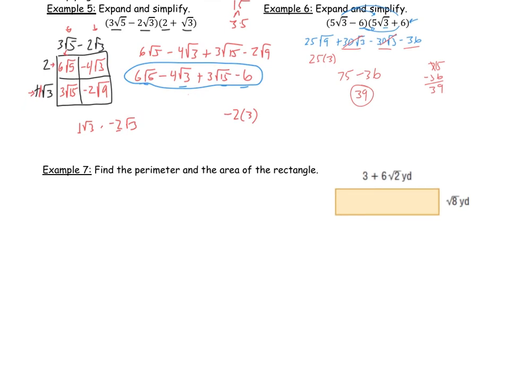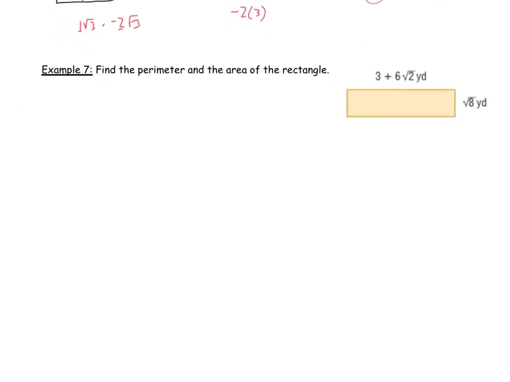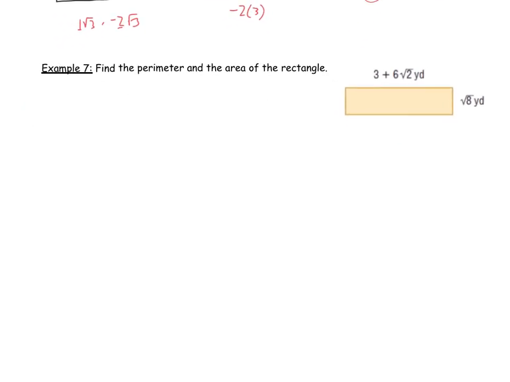Okay. So this one, it's kind of a word problem, but not really. It says, find the perimeter and area of the rectangle. Well, perimeter is the sum of all sides. So if this side is the square root of 8, the side opposite is also going to be the square root of 8. And if this side, the top, is 3 plus 6 square roots of 2, this is also 3 plus 6 square roots of 2. So I'm going to add all those up.